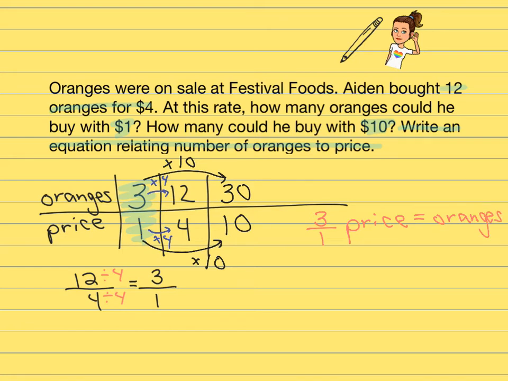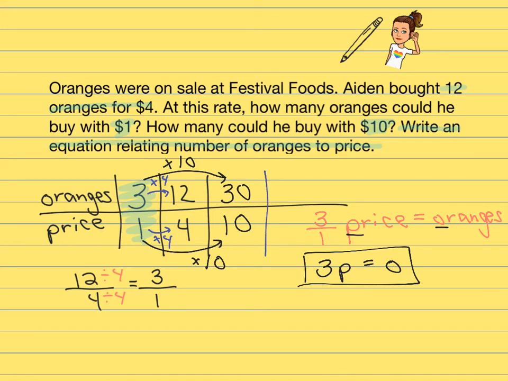So we have an equation, but we can simplify it. The first thing we can do is just simplify our unit rate, 3. Instead of price, we could use the letter P. And instead of writing oranges, we could use the letter O. What's going to always stay the same is 3 times P equals O. Here's our equation.